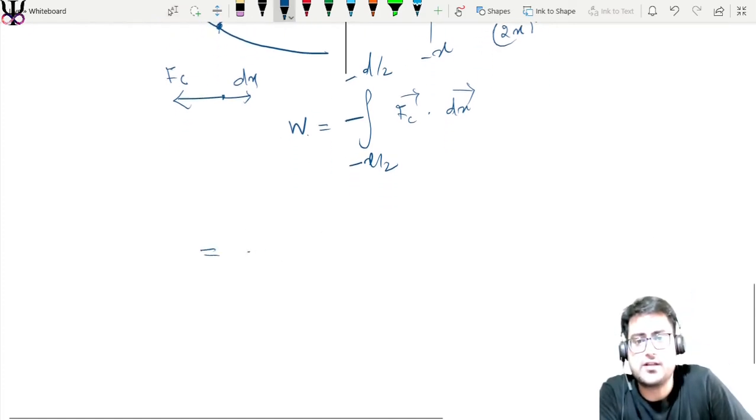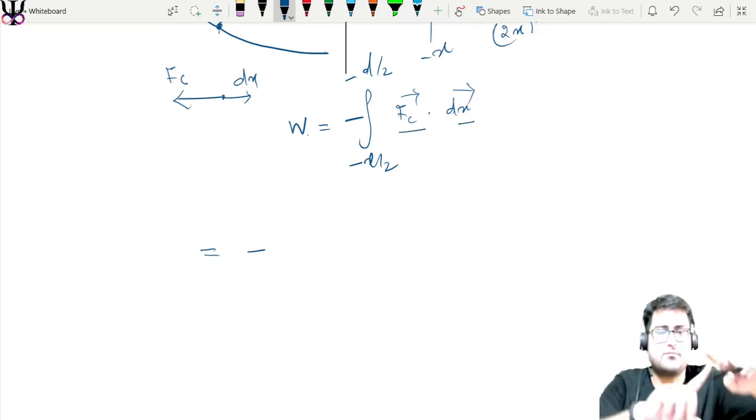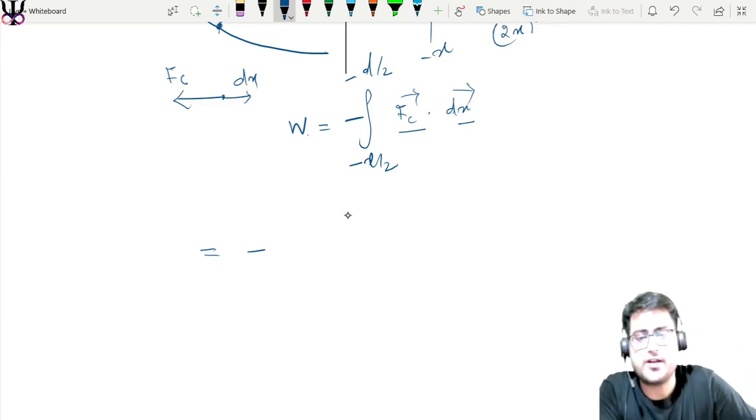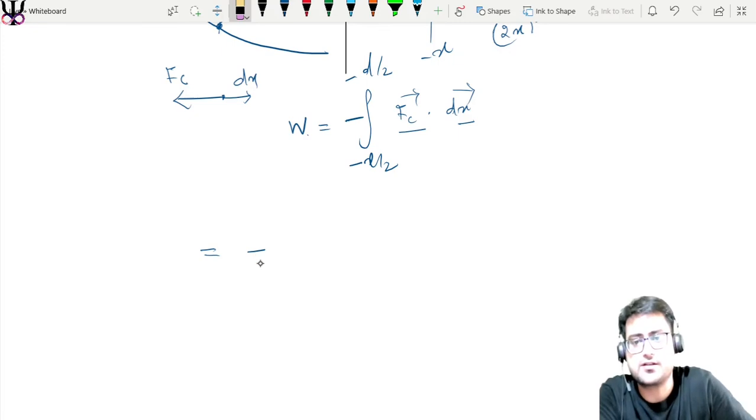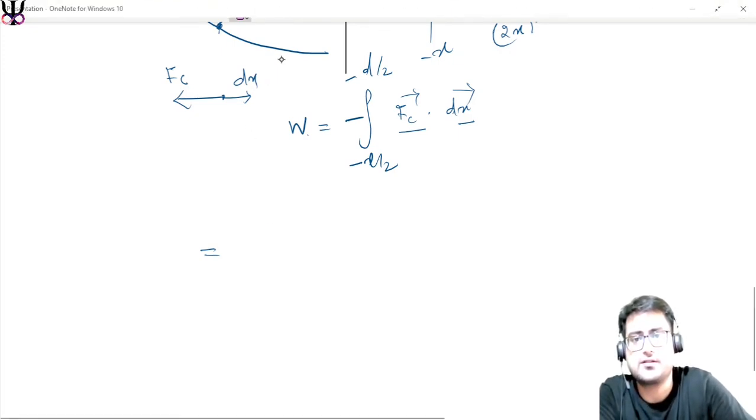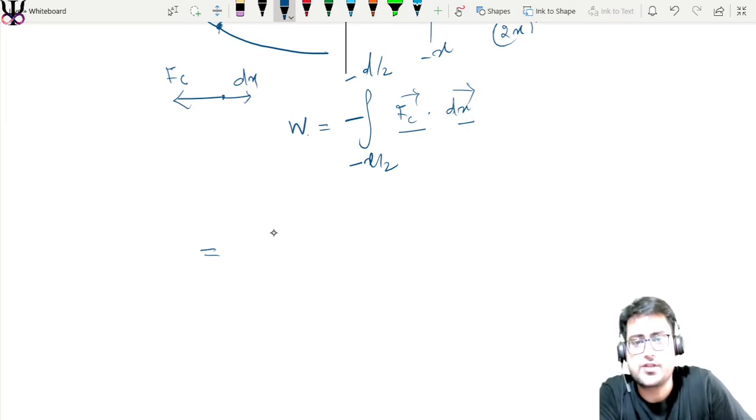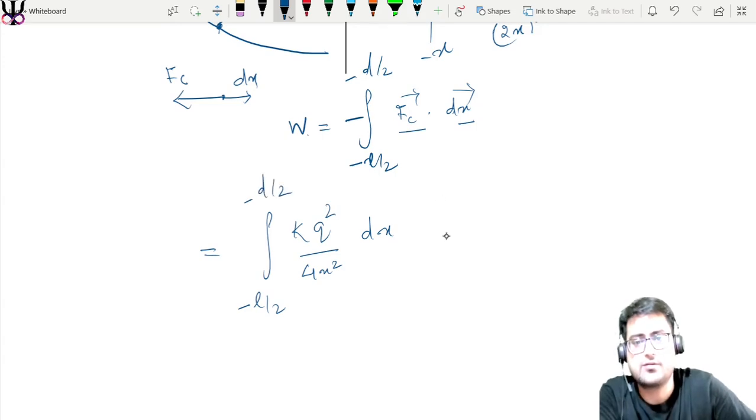Again, Fc and dx are totally opposite, correct? So there is a 180-degree separation. The dot product would have a negative sign, and that negative sign would come outside the integration, and eventually it will be cancelled. So it's going to be the integration of k q squared by 4x squared times dx, right? And the limits would be minus L by 2 to minus d by 2, right?